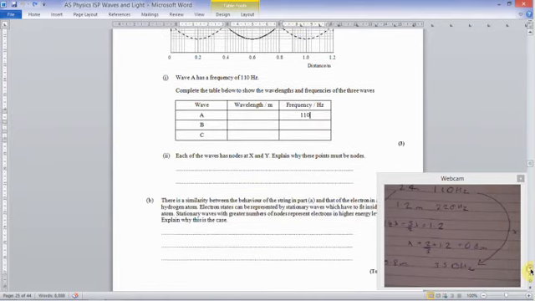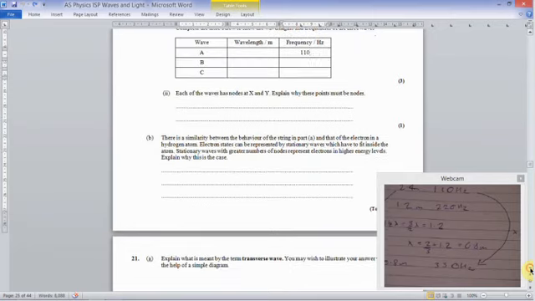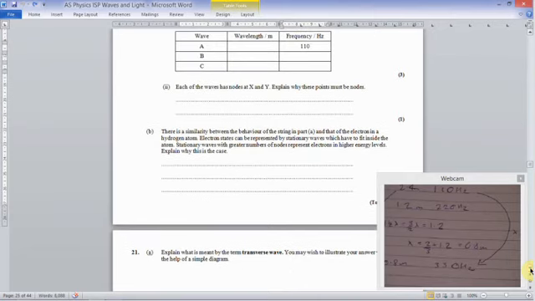So each of these waves has nodes at x and y. Explain why these points must be nodes, because they have no displacement. So nodes, remember, are points of no displacement. They're at fixed ends, therefore they don't move, therefore they're nodes.